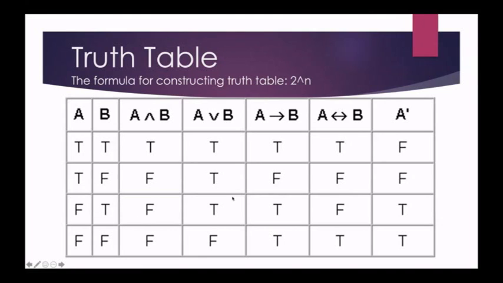Now for the or, it's the opposite. If at least one is true, it's true. For example, true, true, true. Even if this is false, if this is true, true. False, true, true. But when will it become false? If both are false. So kind of opposite, right?